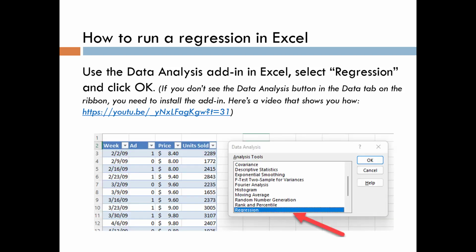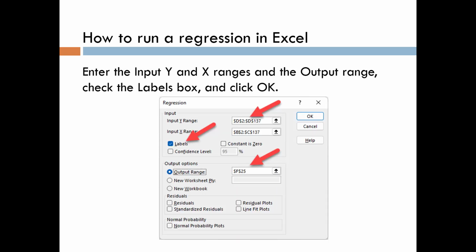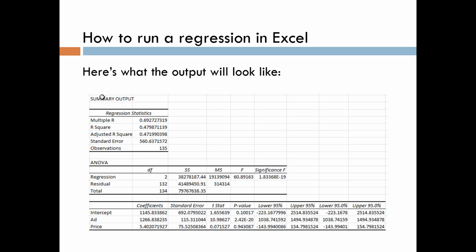Open the file, and once you have the data analysis add-in running, select regression in the list of options. We will include both price and ads as our independent variables. Enter the input ranges for y and x and the output range as shown. Check the labels box and click OK. Here's what the output will look like.